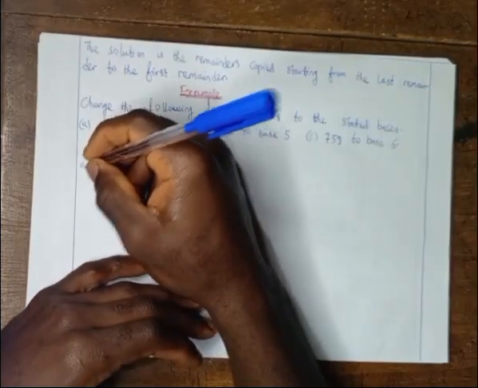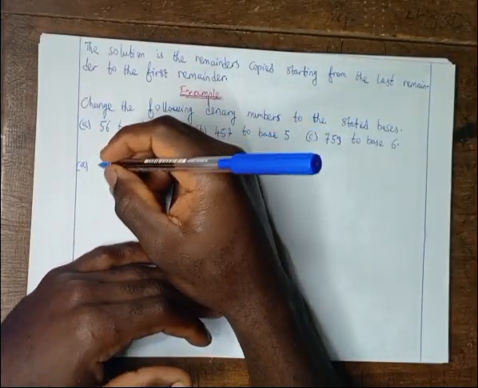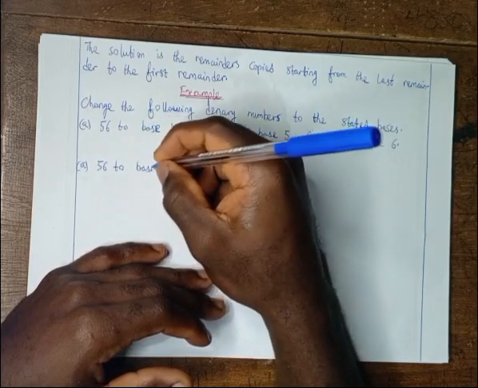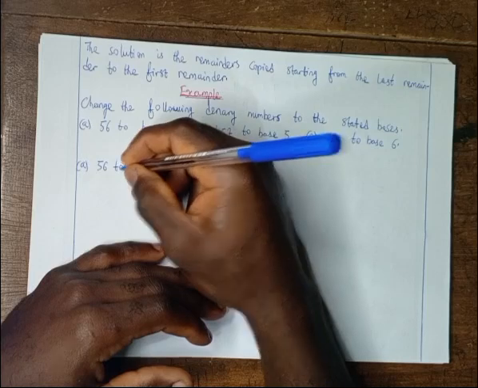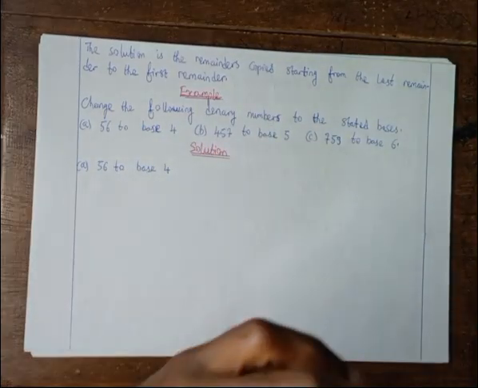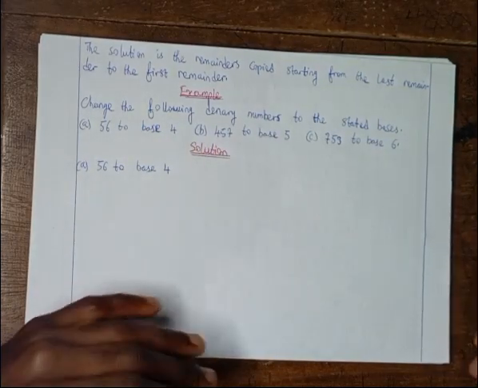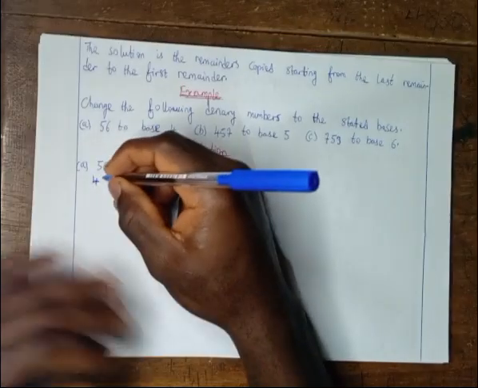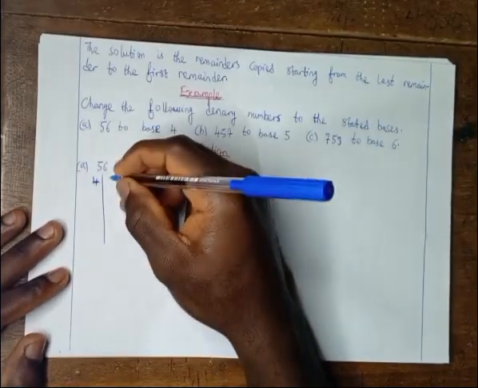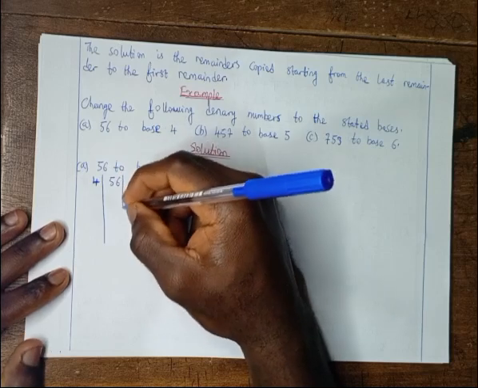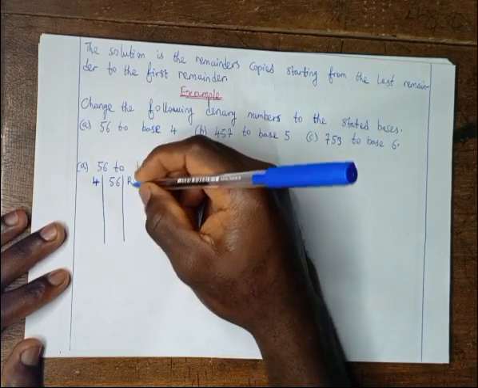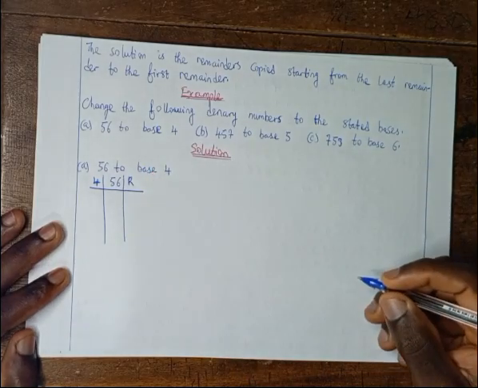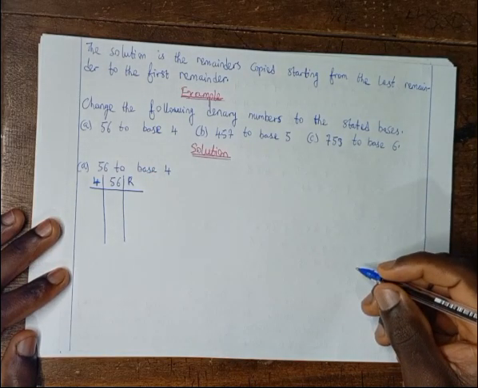First one, question A. We are to convert 56 to a new base of 4. For us to convert 56 to a new base of 4, we are going to make use of repeated division. For the first column, we have the new base, which is 4. The second column, we have the number 56. And for the last column, we have the remainder. We are going to divide 56 by 4.